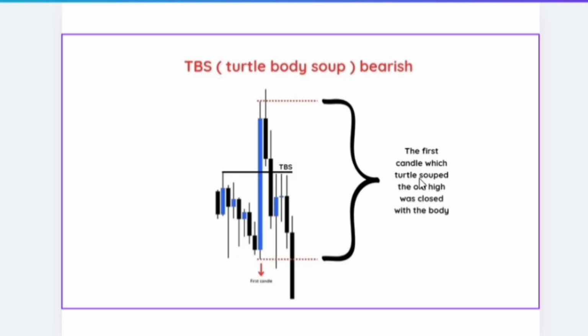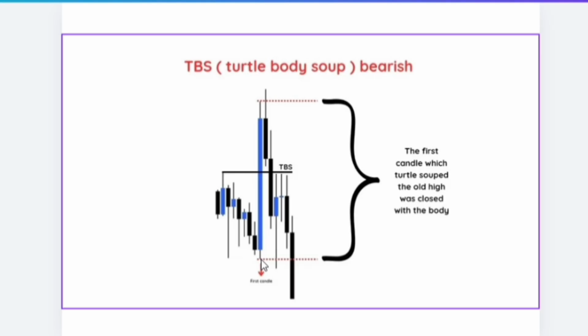Like I said here, the first candle which turtle souped the old high was closed with the body. This is the old high, and this is the first candle. You can see it here, the first candle that swept this high. Instead of calling it swept, you will call it turtle souped. So this candle that turtle souped this high and closed above it is our turtle soup candlestick. And you can now mark this particular low as your mode 1 entry.